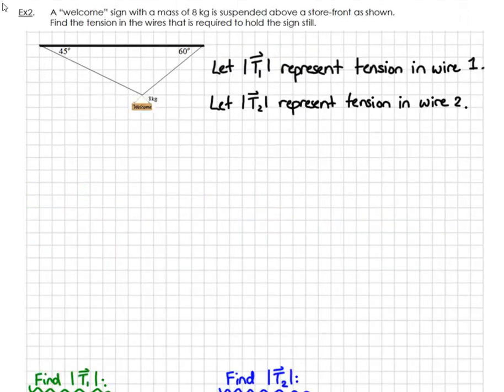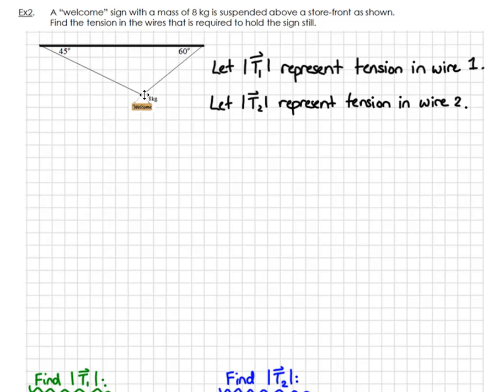All right, next question. Example number 2, a welcome sign, which is right here. I don't know if you can see that. It says welcome. With a mass of 8 kilograms, is suspended above a storefront. So this is storefront. And is suspended by 2 wires.